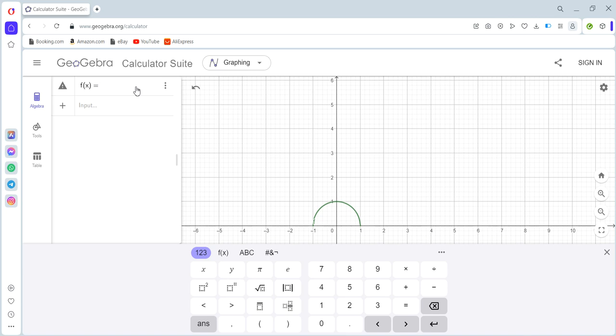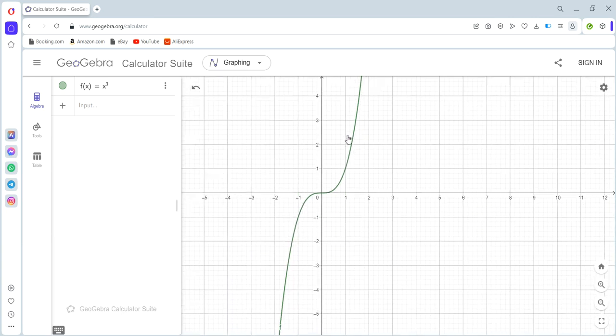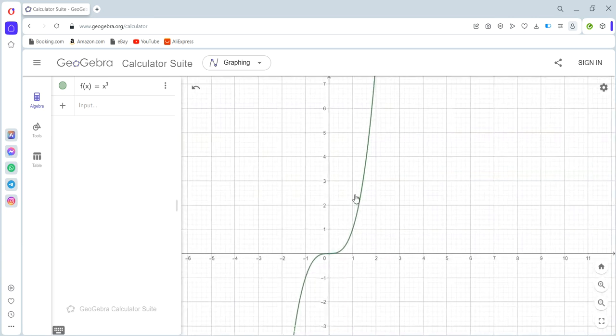Let's try to use this function, x cubic. This function is a single function, not duplicate, because the vertical line is gonna intersect a single point of this curve. So this is a single function.